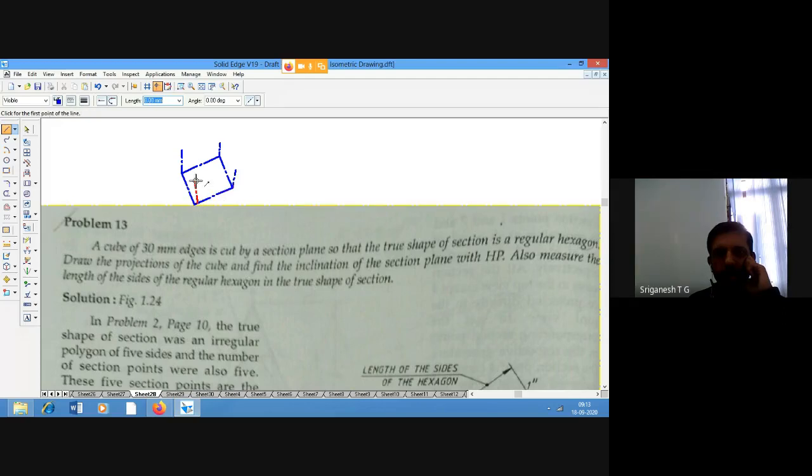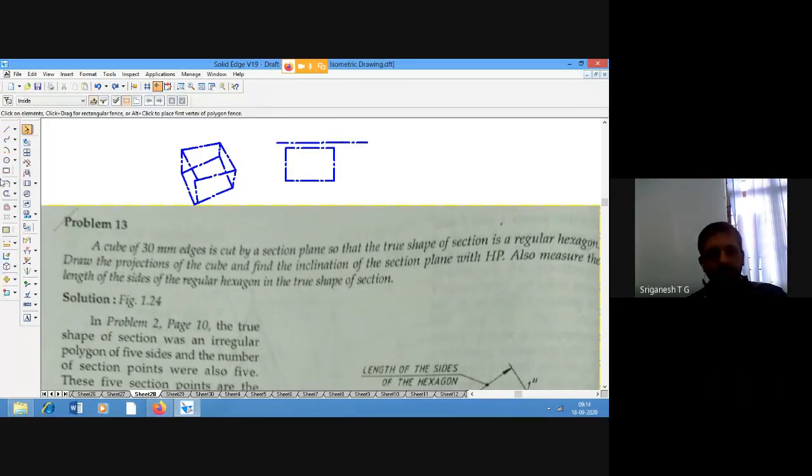Now, when I draw the front view for this cube, what are the possibilities? I can get a top view like this, like a square, isn't it? Then the front view for this, if I project it, will also be another square only. Say 30 mm side length. This will be 30 mm. This will also be 30 mm.